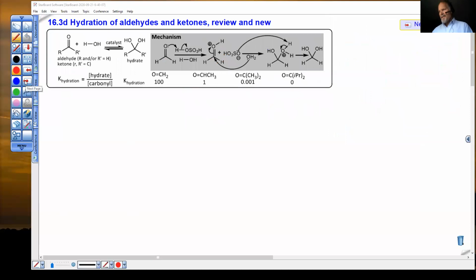I think this is a good spot to stop for our first break, and we'll pick up after the break with hydration of aldehydes and ketones, which is going to require activation. And I will see you in 5 minutes.